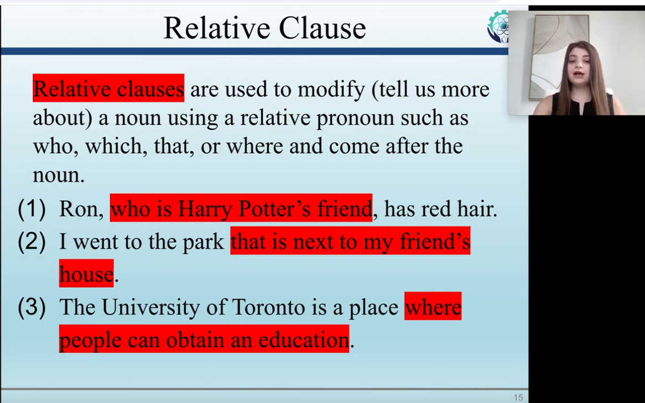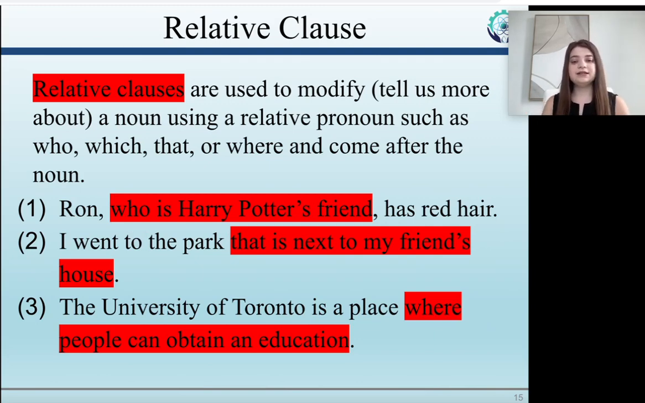The relative clause here is in red. It's highlighted on purpose there. It's "who is Harry Potter's friend," right? So it comes right after Ron to indicate that we're talking about Ron. We're telling the reader an extra detail about Ron other than that he has red hair. We're also saying he's Harry Potter's friend, right? So we're giving an extra detail about him, right?